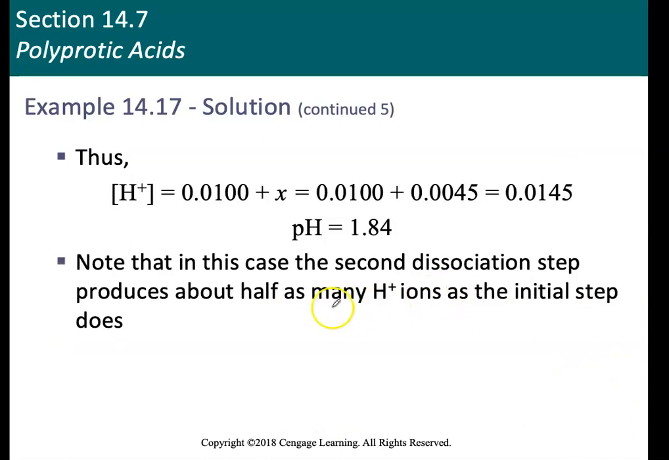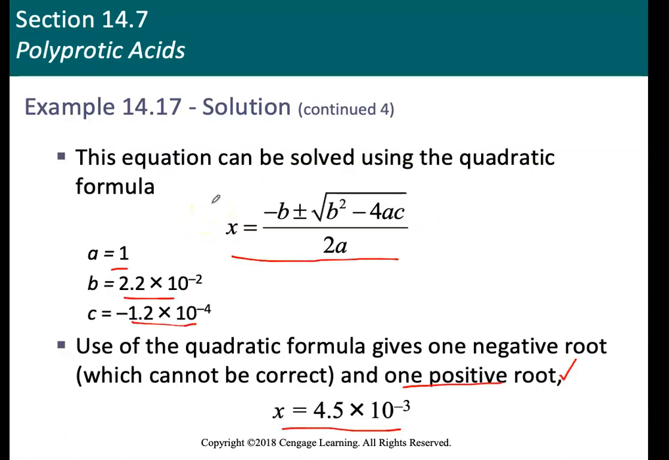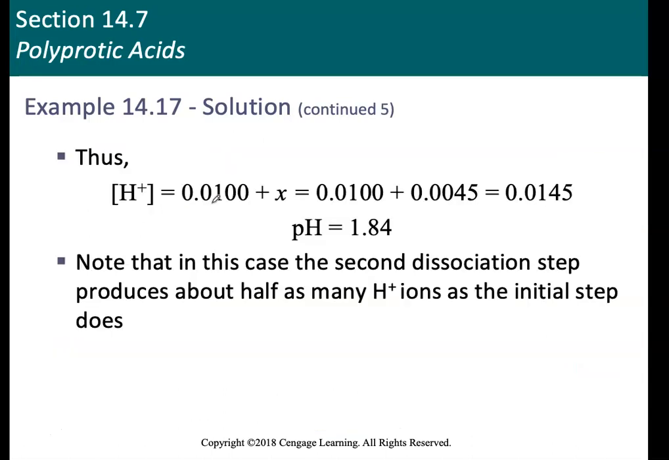So in our case, we are going to use the positive root, and that gives us the value of x. Okay, we calculated the value of x. What is the value of x? 4.5 times 10 to the power minus 3, and then we can now find the concentration of H+, which is 0.01 plus that, and it's 0.0145, and a pH of 1.84.